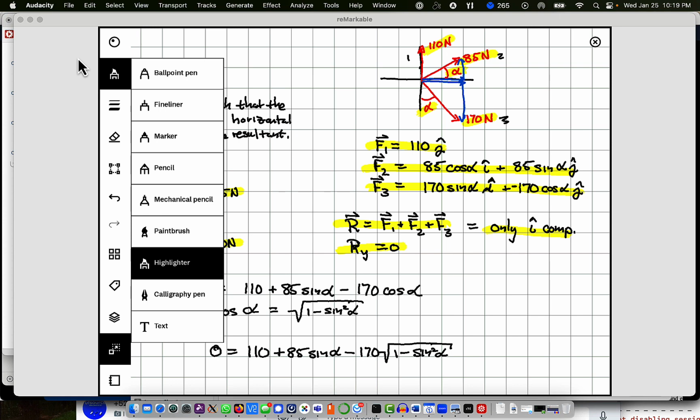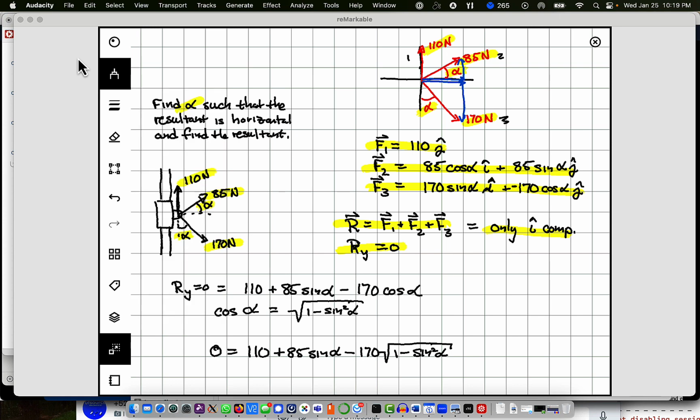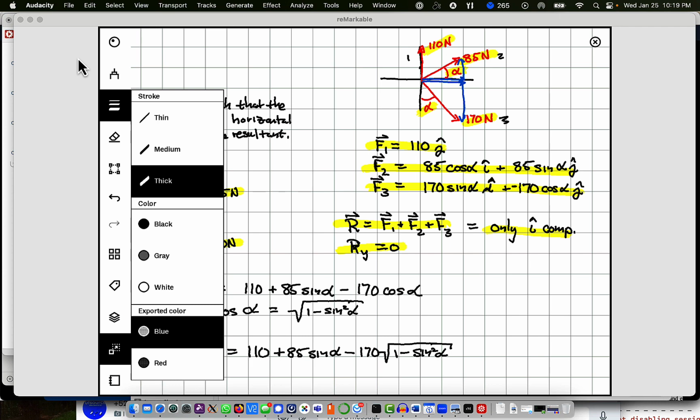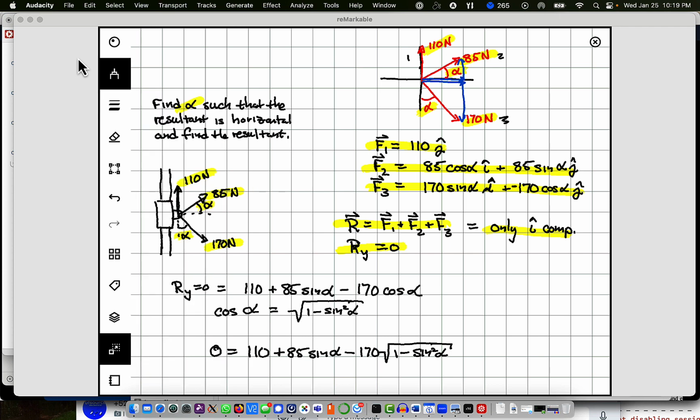So let's go back here, and we'll go back to red. And so we've got a Y, and a Y, and that's what we wrote: the 110, the 85 sine alpha, and the 170 cosine alpha with this minus sign here. Okay, so the tricky part at this point is that you've got this sine and a cosine together. You can't divide out, because then you end up with a tangent and a 1 over cosine, which is pretty ugly.